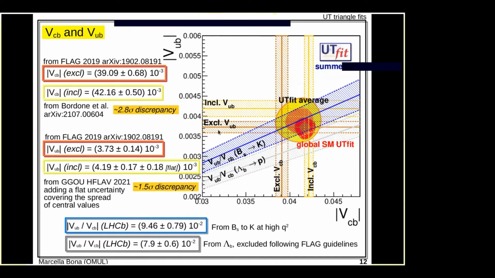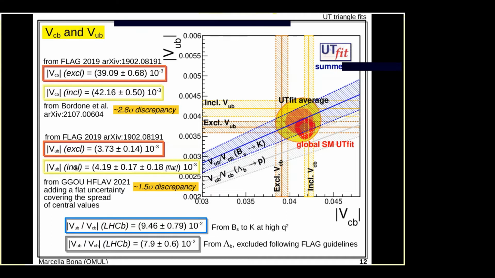It's been changing a lot, this discrepancy, but this is the summer 2021 state of the art. I report here the V_cb single values, basically V_cb from the exclusive analysis and from the inclusive analysis, and I report here my source, okay? And then I report here the discrepancy between these two values. Again, V_ub and V_cb, both the exclusive and the inclusive, and the source.